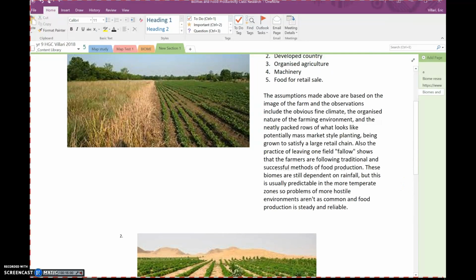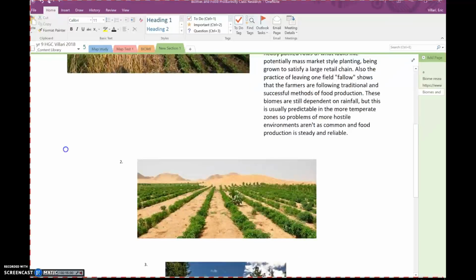The assumptions made above are based on the image of the farm, and the observations include the obvious fine climate, the organised nature of the farming environment, and the neatly packed rows of what looks like potentially mass market style planting being grown to satisfy a large retail chain. Also, the practice of leaving one field fallow to the left of the photo there shows that the farmers are following traditional and successful methods of food production. These biomes are still dependent on rainfall, but this is usually predictable in the more temperate zones, so problems of more hostile environments aren't as common, and food production is steady and reliable.